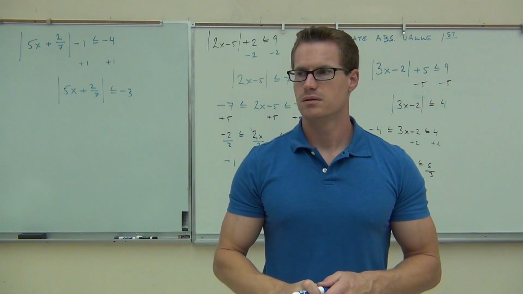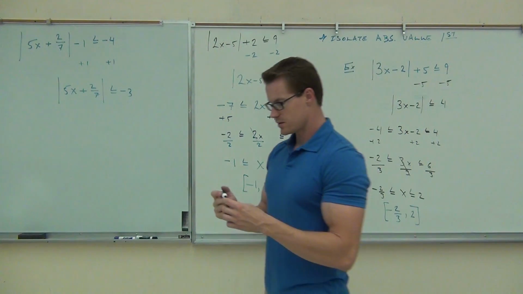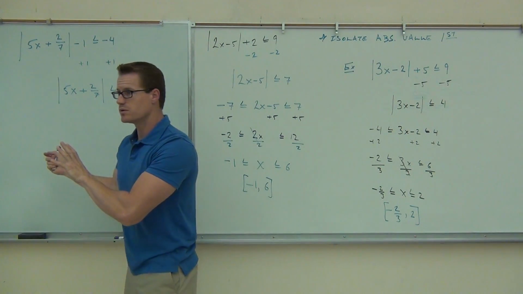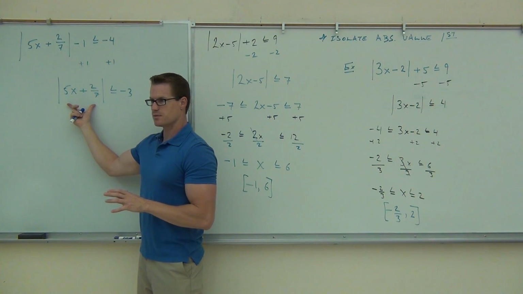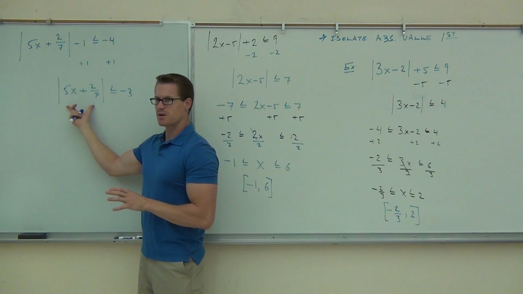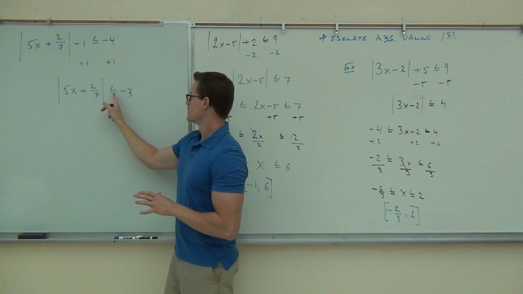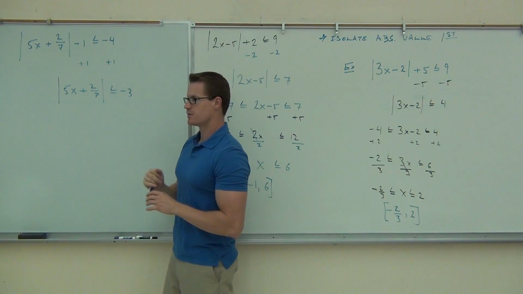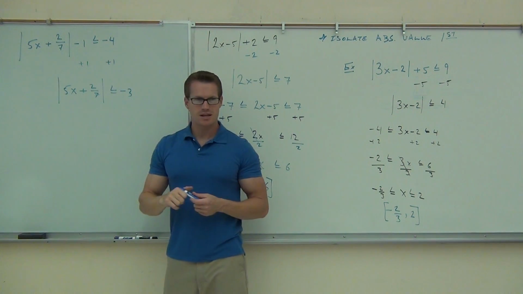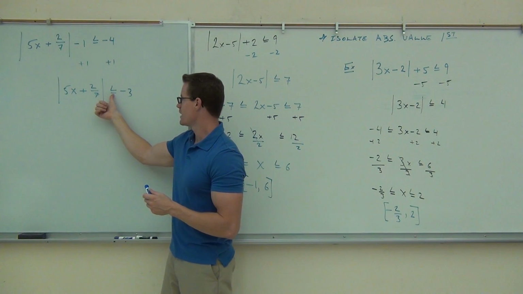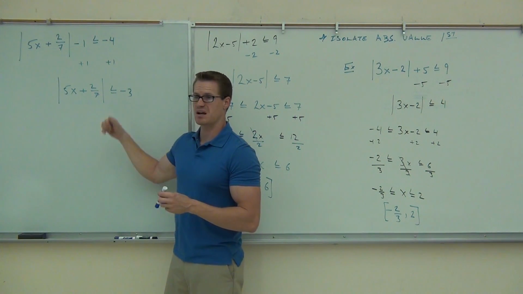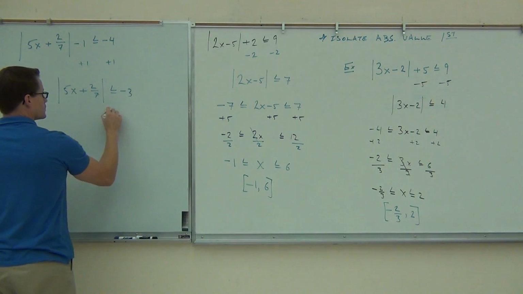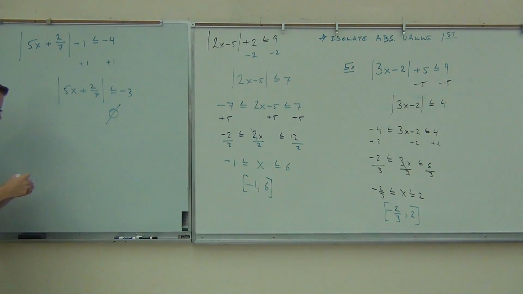Why? The absolute value is already isolated. Whatever I plug in here, do you agree it's going to be positive? Is every positive number in the world ever less than a negative? Is a positive ever less than or equal to a negative number? No. This cannot happen. This would be no solution.